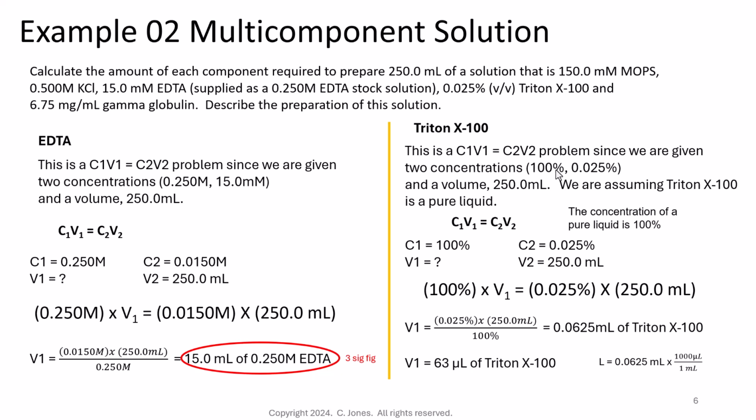Okay, so we've done Triton X100, right? And again, we have 2 significant figures because our given concentration has 2 significant figures.